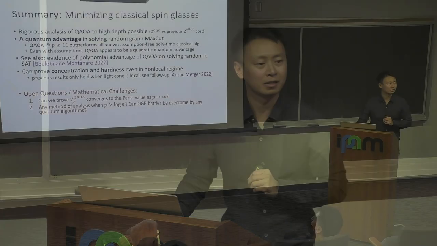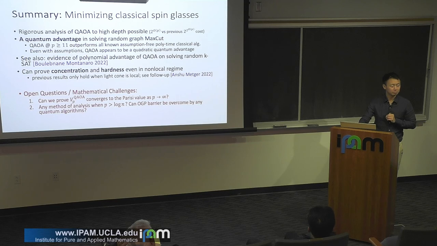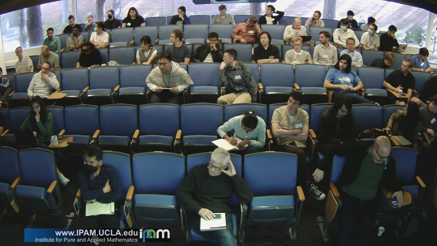Okay. So are there any questions before I move on to the quantum part? Yeah. So about this quadratic quantum advantage, often when you see a quadratic speedup in quantum, it's because of Grover or amplitude amplification or something, but this doesn't look like that. Is there any connection?